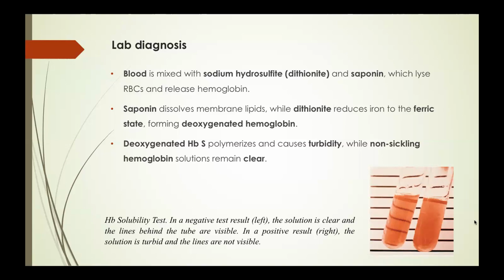And as you can see, the left one is negative and the right one is positive, because the right one is insoluble. This is to detect sickling of RBCs, and that will be manifested in the solubility or insolubility in the tube. Because of deoxygenated cells, hemoglobin will be insoluble after being deoxygenated, and that can be detected as turbidity formation in the tube.